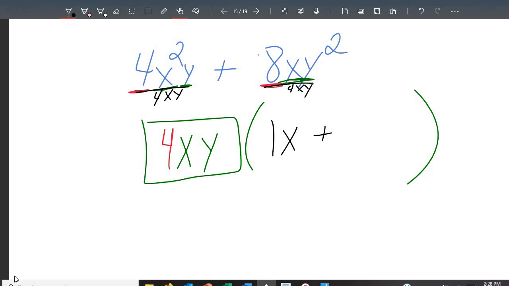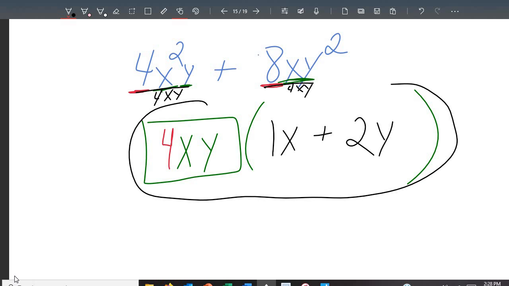And the second one, 8 divided by 4 is 2. I take 1 x away from 1 x, and there's no x's left. I take 1 y away from y squared, and I'm left with a y. That's the final answer.